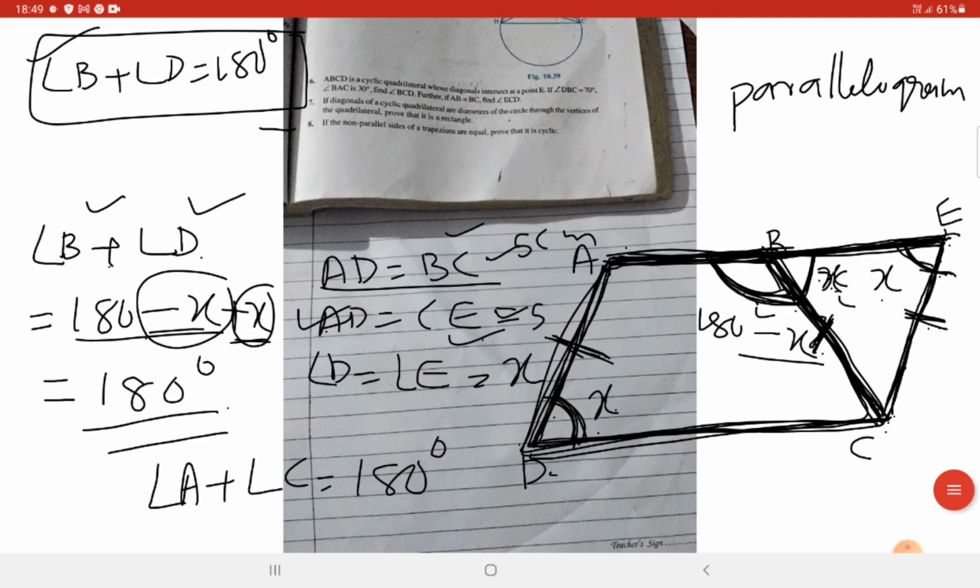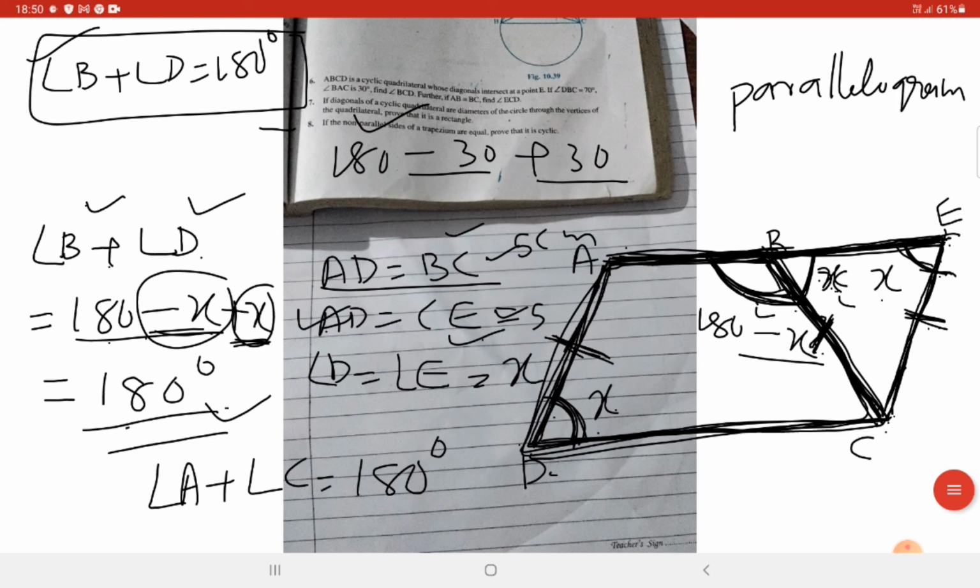If X is 30 degree, so 180 minus 30 plus 30. So minus 30 plus 30 get cancelled. Answer will be 180 degree. So generally minus X plus X means it is 0. So answer is 180 degree. That is angle B plus angle D is 180 degree.